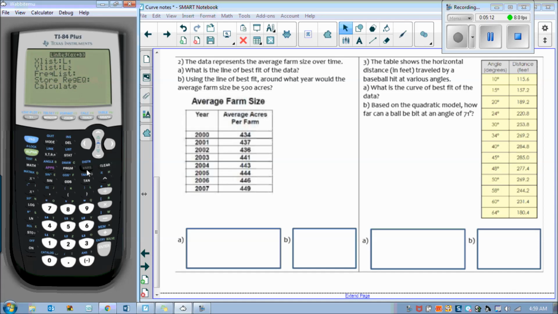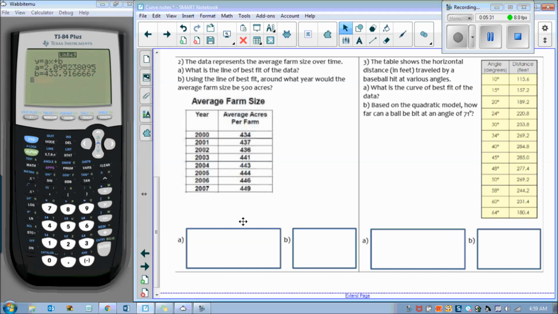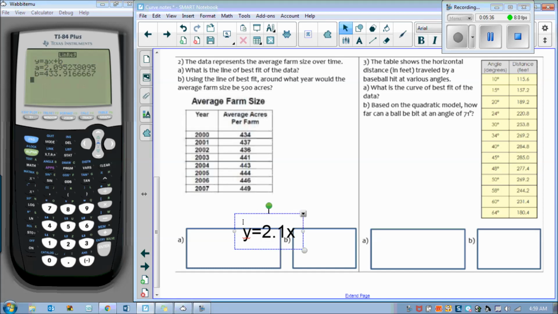Again, I'm going to store this just so I have it in for my graph, and then I can plug in my value a little bit easier. So I'm storing it in for y1, and it just replaces the equation that was in for y1. Calculate, that gives me my slope and my y-intercept. So that's my A, that's my B, and I'm just going to type that out. Y equals, let's just call that 2.1x plus 433.92. So that is my equation of my line of best fit.